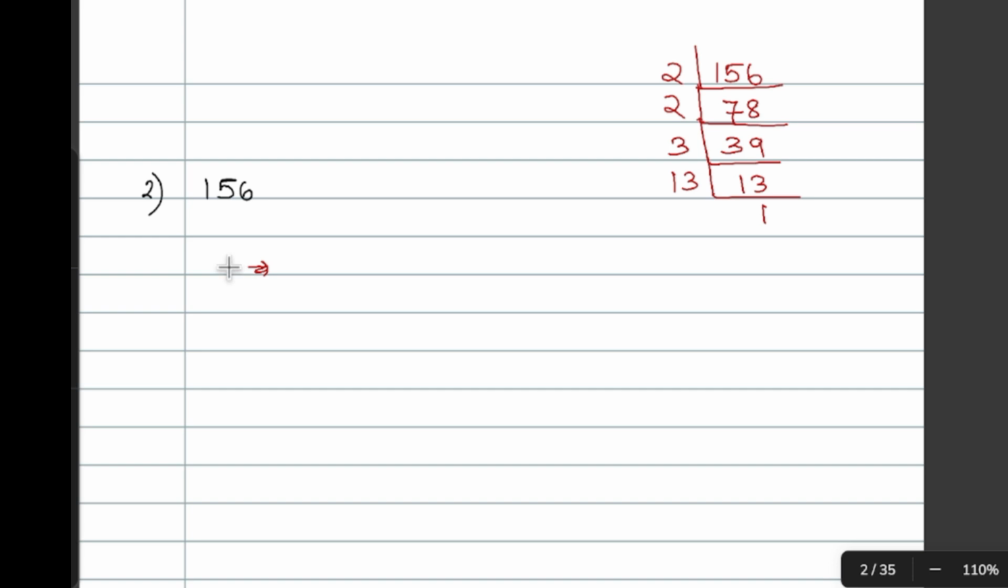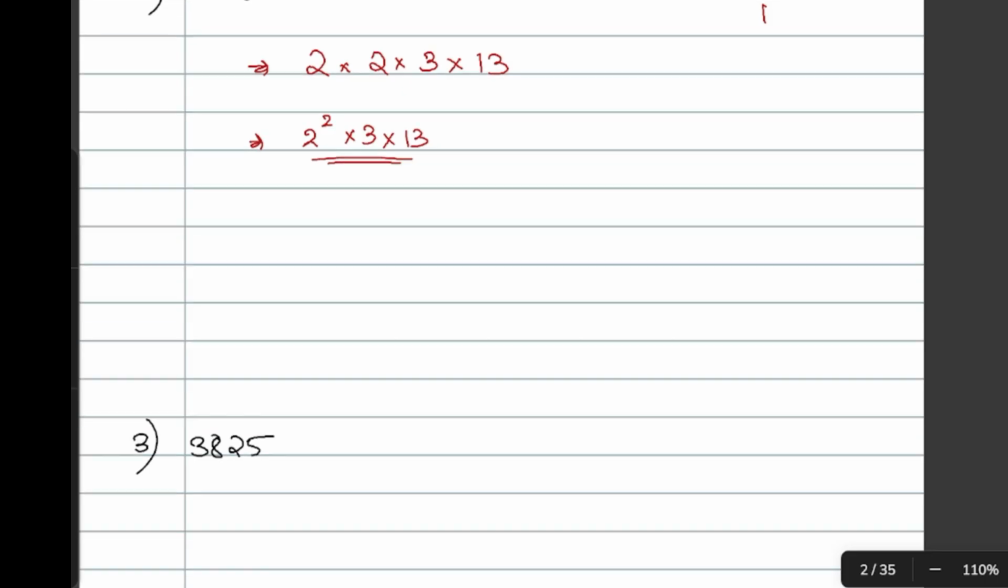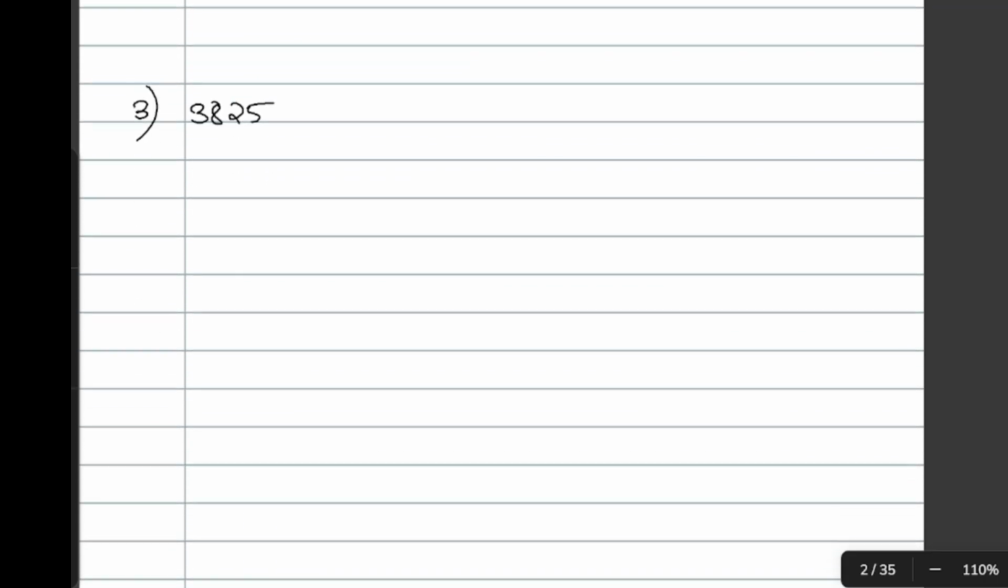So what are the factors of 156? It is 2 into 2 into 3 into 13. If I want to rewrite this, I can write it like 2 raised to 2 into 3 into 13. Okay, now moving to the next one, it is 3825.